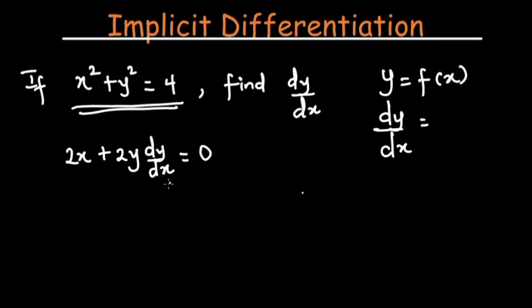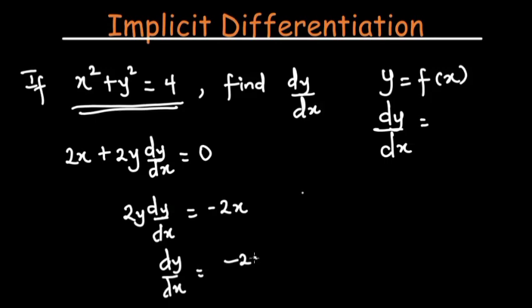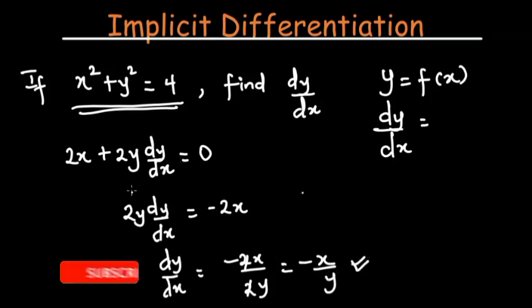Now we make dy dx the subject of the formula. 2y dy dx will be equal to minus 2x, and dy dx will be equal to minus 2x over 2y, and that will be equal to minus x over y. Let's take a look at another question.